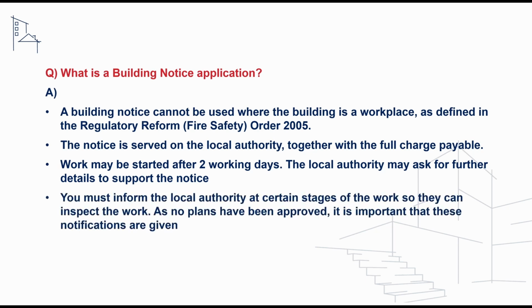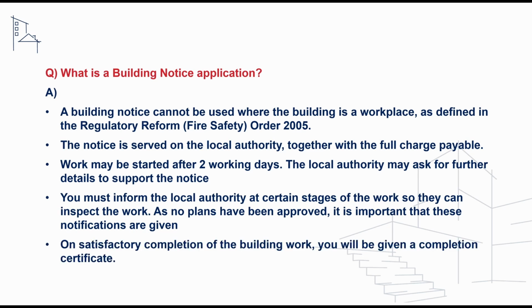The local authority may ask for further details to support the notice, and you must inform the local authority at certain stages of the work so they can inspect the works ongoing. As no plans have been approved, it is important that these notifications are given, and on satisfactory completion of the building work, you'll then be given a completion certificate.